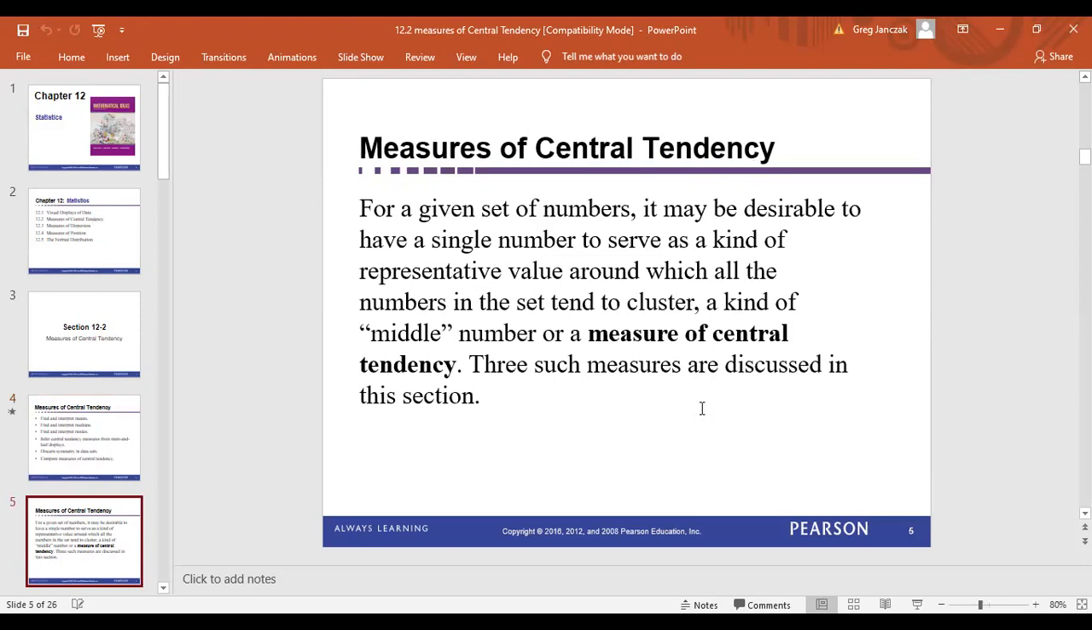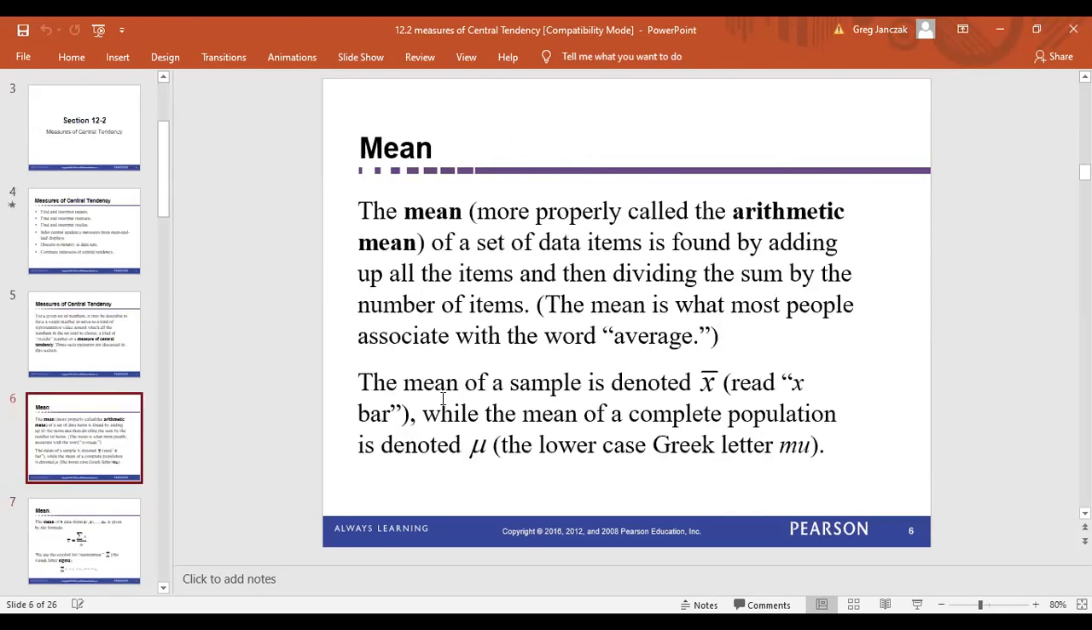Okay. Measures of central tendency. That's basically where the data set clusters around the middle or the central part of the data. So we're going to look at some properties. The first one is the mean, and basically that's just the average. If you were trying to figure out your test average, you add up all the tests, divide by the number of tests, and that's your test average.